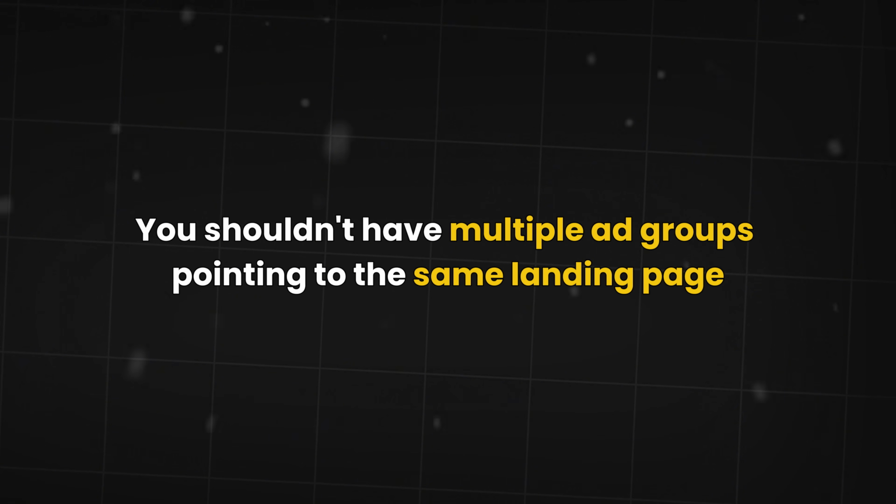Once you have the budget to scale, you can expand your search targeting to more ad groups. But if you're working with a large budget, you're free to test as many ad groups as makes business sense for you. But one important agency tested tip to keep in mind here is that you shouldn't have multiple ad groups pointing to the same landing page. Keep it at one landing page per ad group.